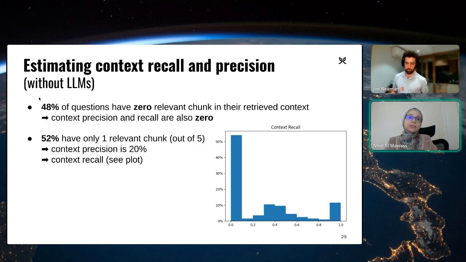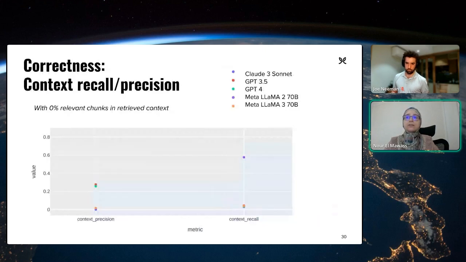So maybe let me just focus on the first case in particular. We have about 48% of questions where we have 0 overlap, and that means that we know the answer for what precision and recall should be. They should also be 0. Let's now look at what the LLMs give us. For the first experiment where we have these evaluator models, you can see that for most models, context precision and context recall are indeed at 0, which is good.